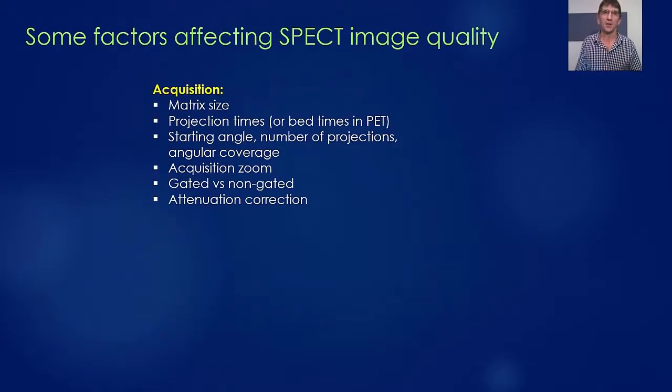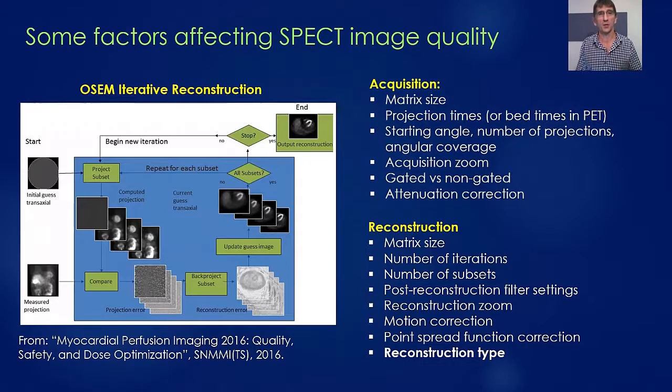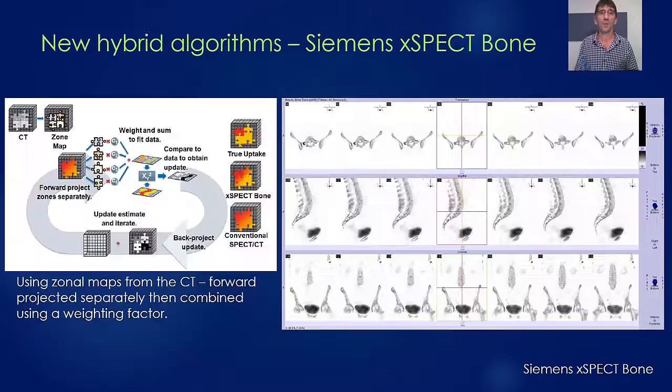So, as we know, there are a lot of factors that affect SPECT image quality in your acquisition process and also in your reconstruction process. So matrix sizes, number of iterations in an OSEM algorithm, number of subsets, how you filter afterwards. Also throwing into that now the different reconstruction types, because we've got new hybrid algorithms.